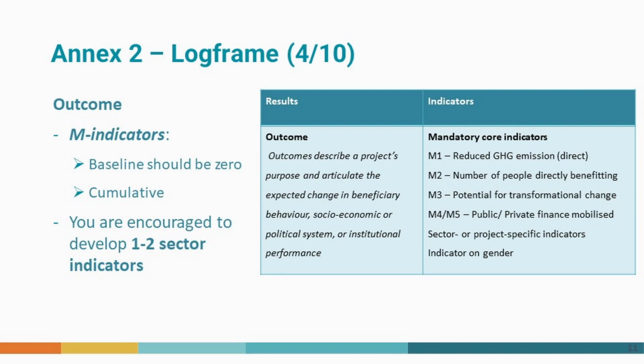Besides this, projects may come up with other outcome indicators such as project and sector-specific indicators. Project implementers are encouraged to develop 1 to 2 such indicators at impact and/or outcome level that align with their goals and contribute to the partner country's relevant policy and sector context. At an outcome level, you are also expected to define 1 indicator on gender.